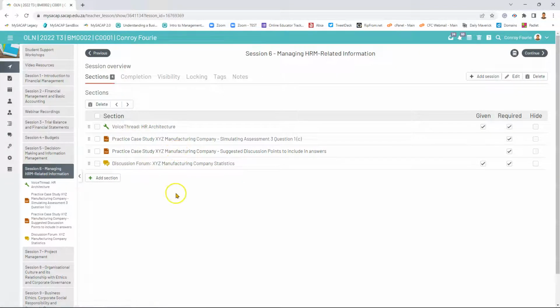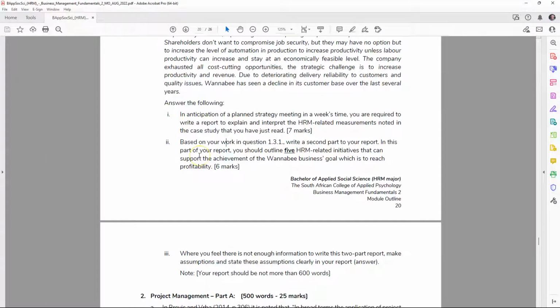As a group, each of you should do the practice case study, and when you approach the assessment question, you must work as a group and give one another ideas and agree, disagree, debate. It will help you to write an excellent answer. So that's that.